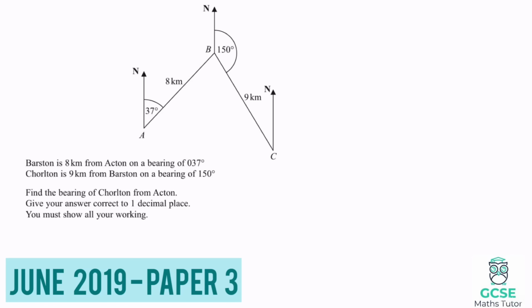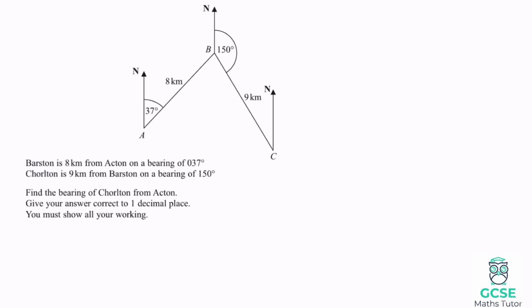Okay, so here we've got some bearings, and it says it wants us to find the bearing of Chorlton from Acton. Looking down here, find the bearing of Chorlton from Acton. So from A down to C, we want to know what that full bearing is, so that 37 adding in this additional angle just here. So if we label that, let's just label it theta. Okay, we're going to look for that little angle there.